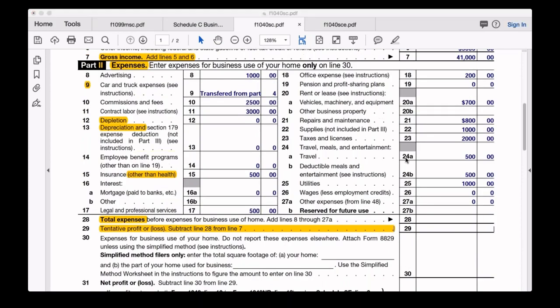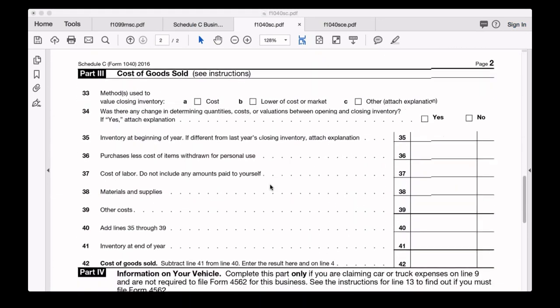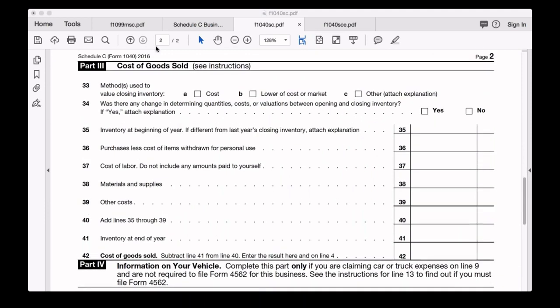And we are actually talking about Schedule C, and we just almost finished part 2, but we're going to go to part 3. So you're going to see that this form comes in parts. There's part 3, cost of goods sold. And without confusing you, I want you to see cost of goods sold from line 33 all the way to line 42, and here's cost of goods sold right now.